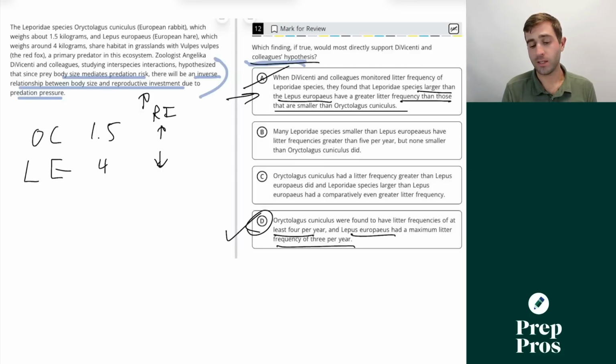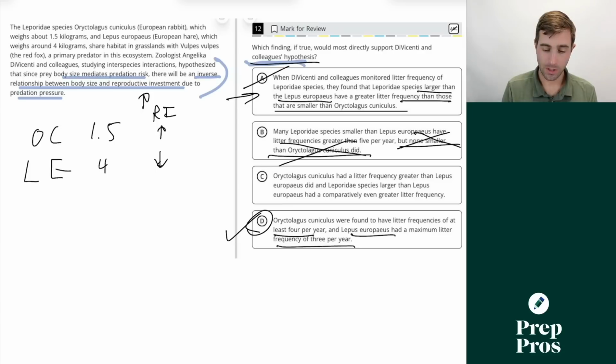B: many leporid species smaller than Lepus europaeus have litter frequencies greater than 5 per year. That would be totally fine. But none smaller than Eryctolagus caniculus did. This becomes an outside-of-the-passage answer. We have no evidence to support this. This could be true, but there's nothing in the passage and nothing in that hypothesis that places some sort of limit on the size and the relationship.